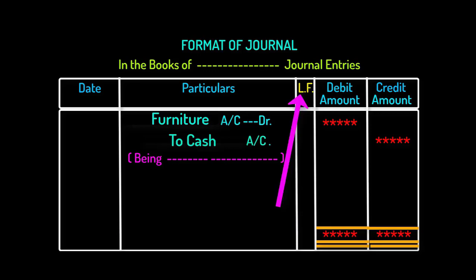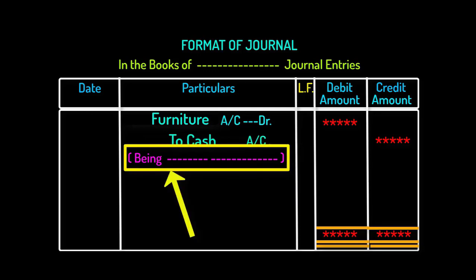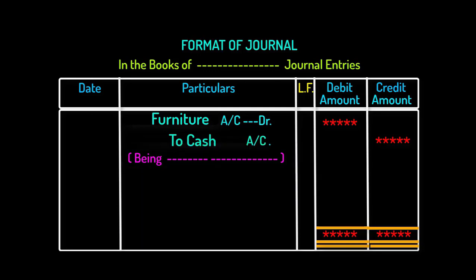Here L is for ledger and F is for folio. We need not to write here anything in this column. Actually, this column is for future reference. We write here summary of the transaction in our own words. We will have to leave a bit space here.